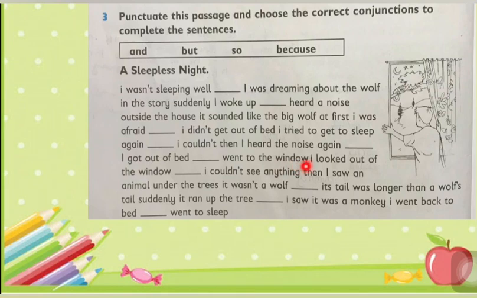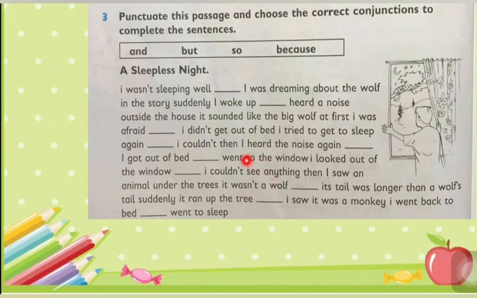Full stop. I capital. I looked out of the window. Now, what will we use here? I looked out of the window, but I couldn't see anything. See again, contrast or opposite situation. Whenever you look out of the window, you can easily see what is happening outside. But here, he cannot see anything. So that's why we will use but here. But, capital I, couldn't see anything. Full stop. T capital. Then I saw an animal under the trees. Full stop. It wasn't a wolf.